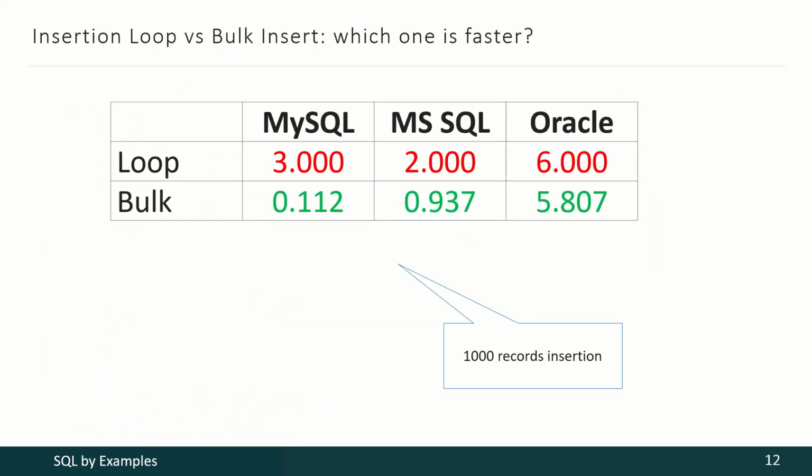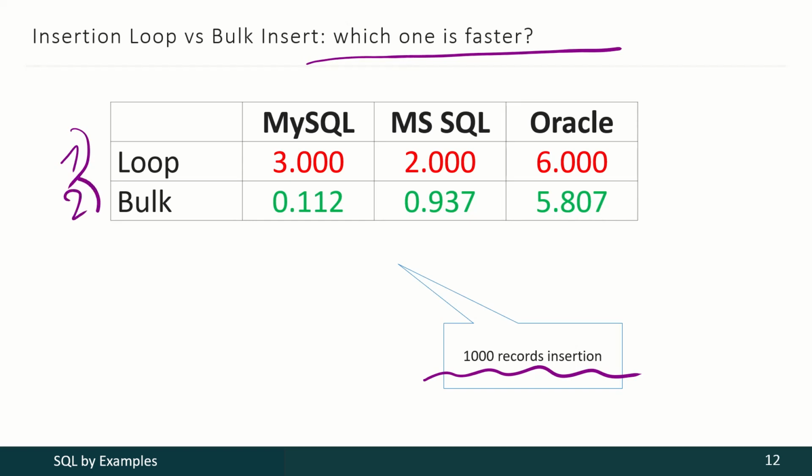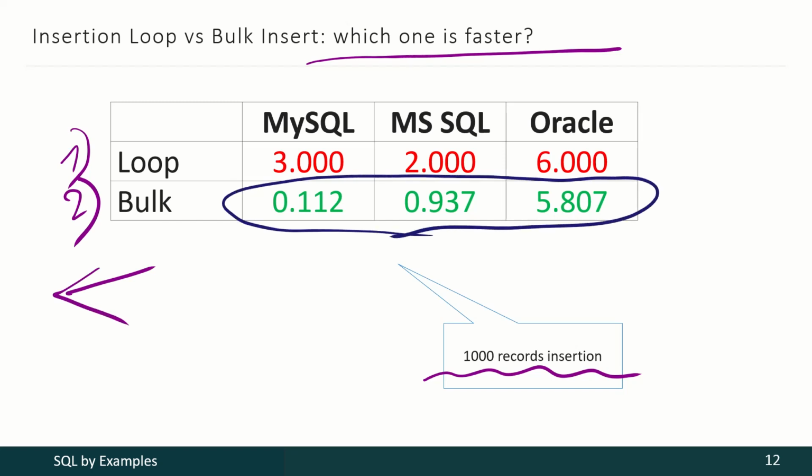Now let's find out which approach is faster. Imagine that we have to insert 1000 of records. We may either use loop approach when we're inserting one record at a time, or we may use the bulk approach we've just seen for the previous task. And as you may see, for each DBMS this approach is faster, sometimes significantly faster.